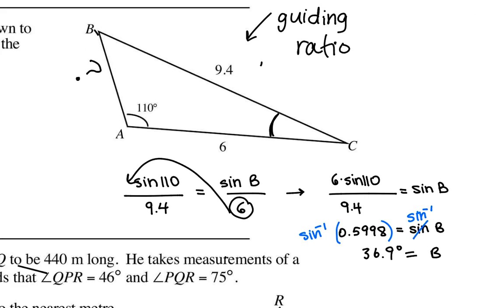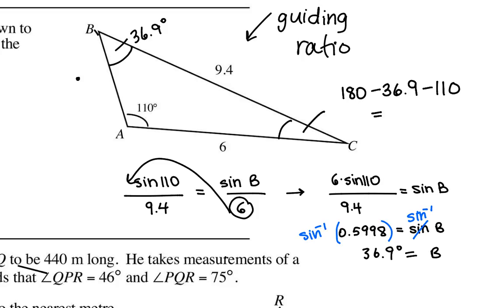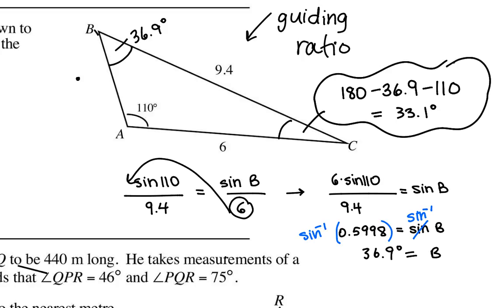Now let me erase all this. So I know up here is 36.9 degrees, and this is 110, so how could I get this missing angle C? All the angles in a triangle add up to 180, so if you know 2 of them, you just have to subtract from 180. People might forget that fact. For Math 20-1, or 20-2, you can't forget this fact that all the angles in a triangle add up to 180.